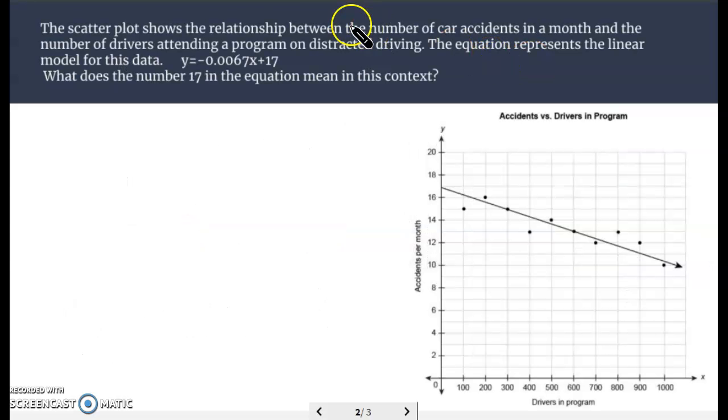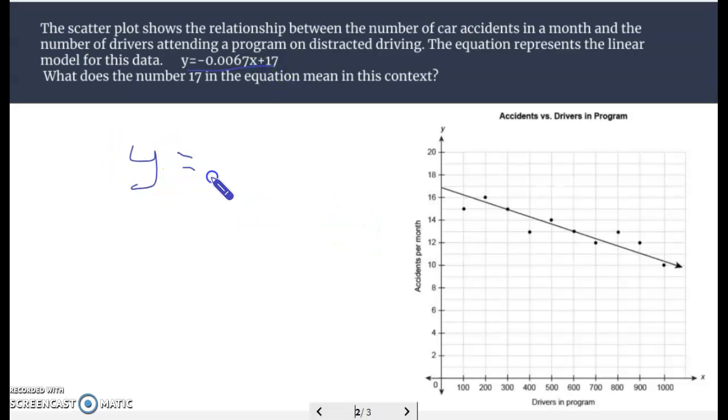Alright, let's look at this one here. It says the scatter plot shows the relationship between the number of car accidents in a month and the number of drivers attending a program on distracted driving. The equation represents the linear model for this data. Y equals -0.0067x plus 17. What does the number 17 mean in this context?